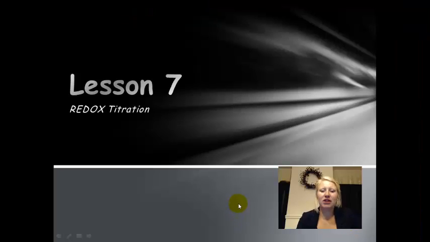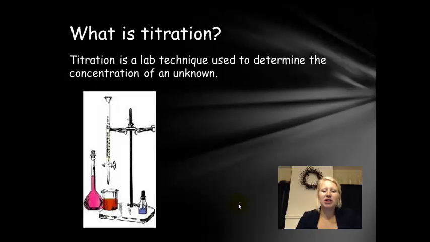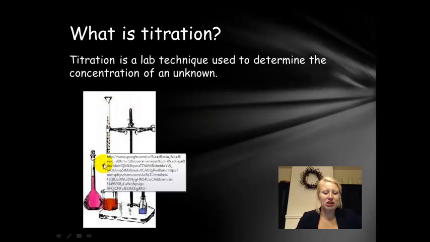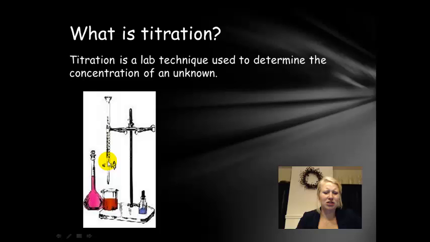Lesson 7, Redox Titration. So what is titration? Titration is a lab technique used to determine the concentration of something that we don't know. So here's a typical titration setup. This is called a burette. This would be our unknown, what we don't know the concentration of. And we fill the burette with something that we do know the concentration of.